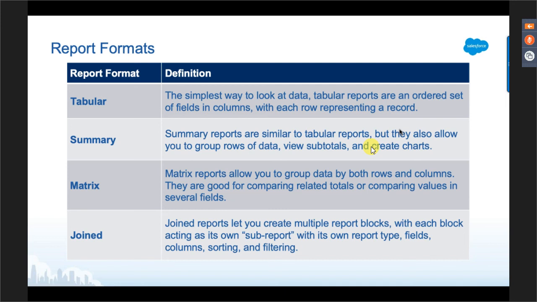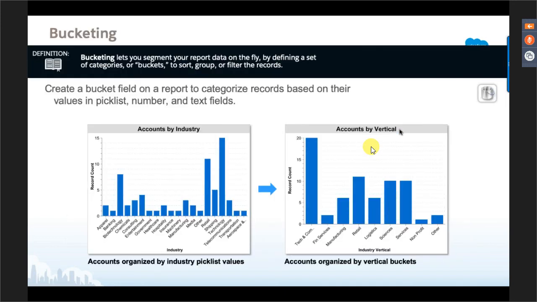With that stated, with your different report formats, there are some advanced reporting techniques and capabilities you should be aware of. Bucketing is one of them. Bucketing is the ability for you to build a bucket into a report. You have 3 types of fields: pick lists, numbers, or text fields. When you bucket, the idea is to better organize and better align your organization's information.